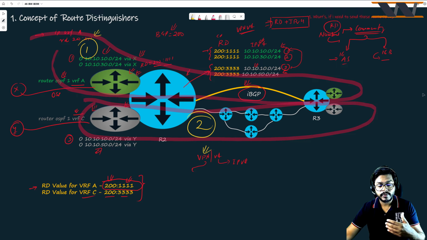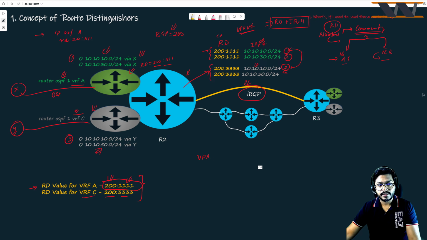Virtual private network here doesn't mean that your traffic is encrypted. It does mean that over the shared service provider network, these two different customers with the same IP address range can communicate, right? And that is why we call them VPNv4 routes. It is as simple as that, right?